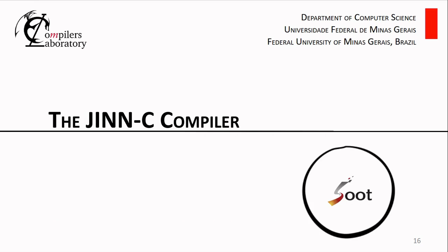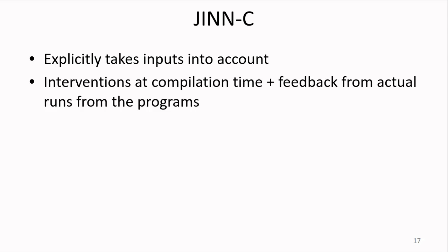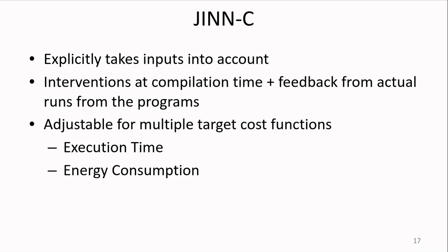And now I introduce the technique that we're developing, that's the GCC Compiler. That's basically the key aspect of our solution, that it explicitly takes the inputs into consideration when defining where the computation should be performed. We have interventions happening at the compilation time plus some feedback that we take from actual runs of the programs. It is adjustable for multiple target functions here that could be either execution time or energy consumption. And this is the general pipeline for our technique.